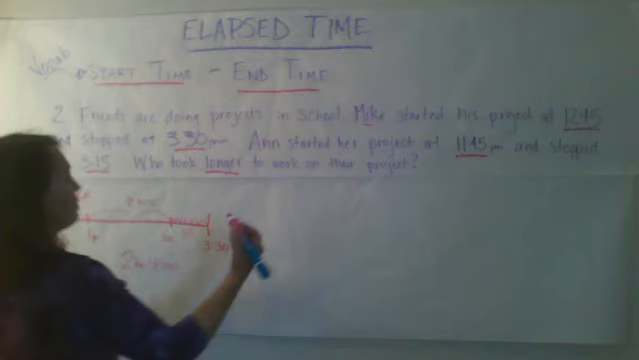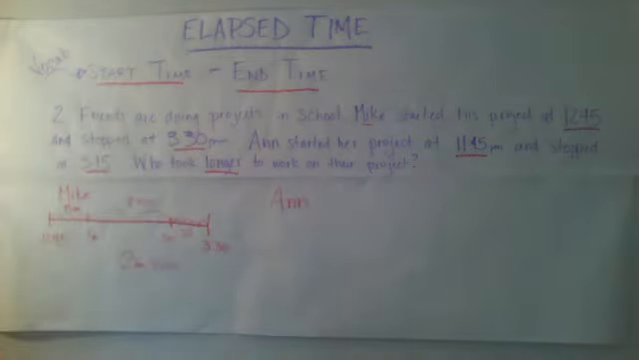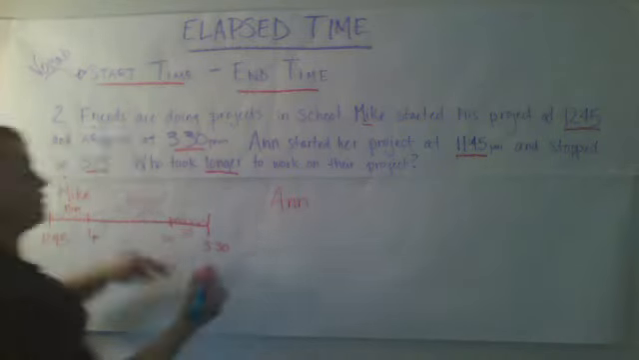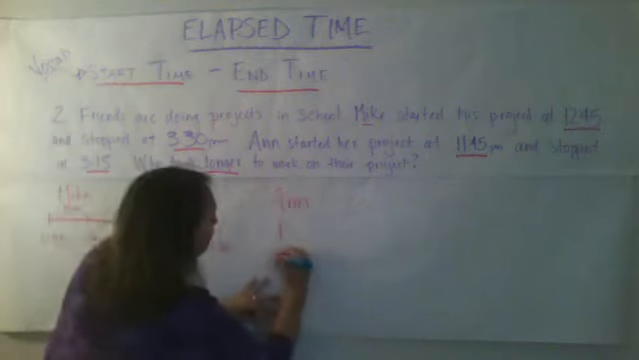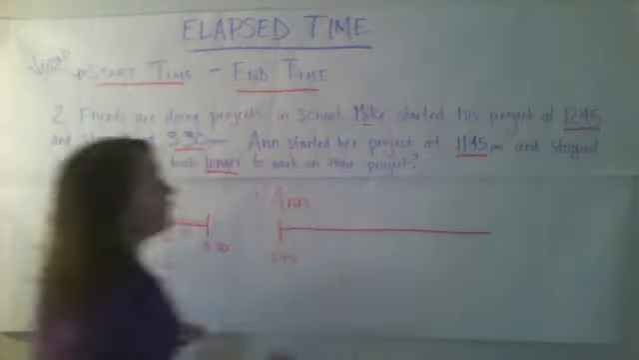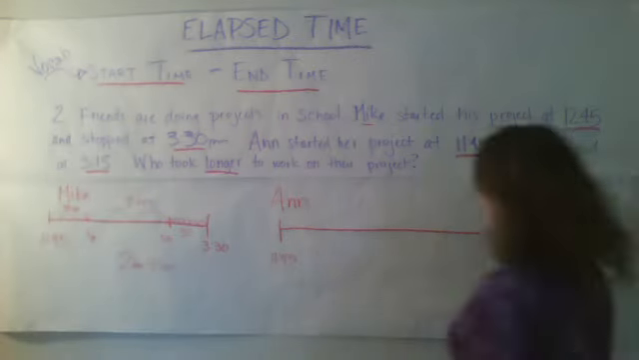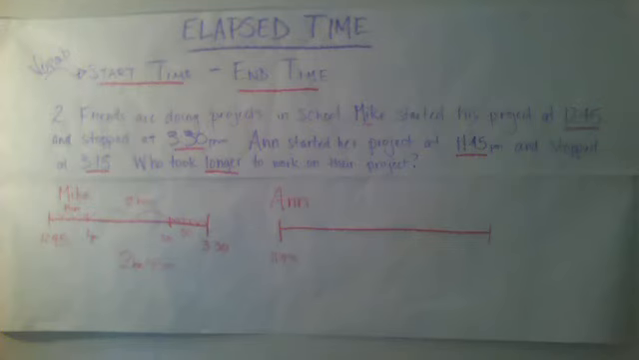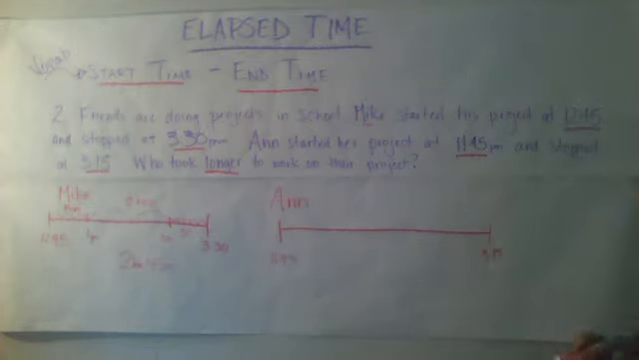So let's make another line for Anne. And where do we begin with our line? We begin with the start time. What was Anne's start time? 11:45. And then her end time was 3:15, which we'll put at the end of the line.